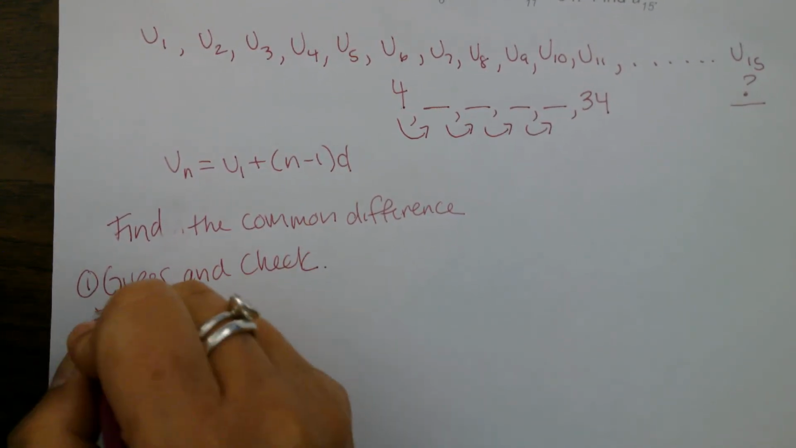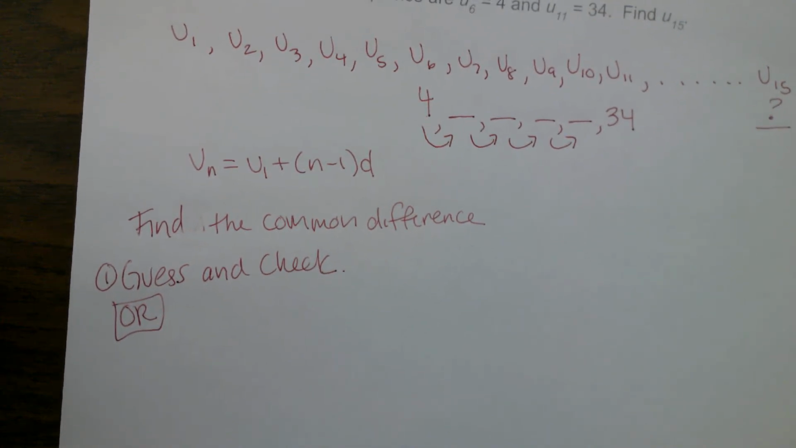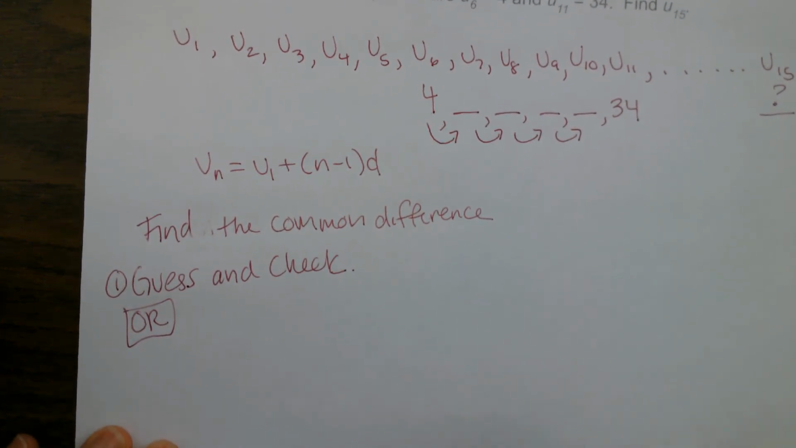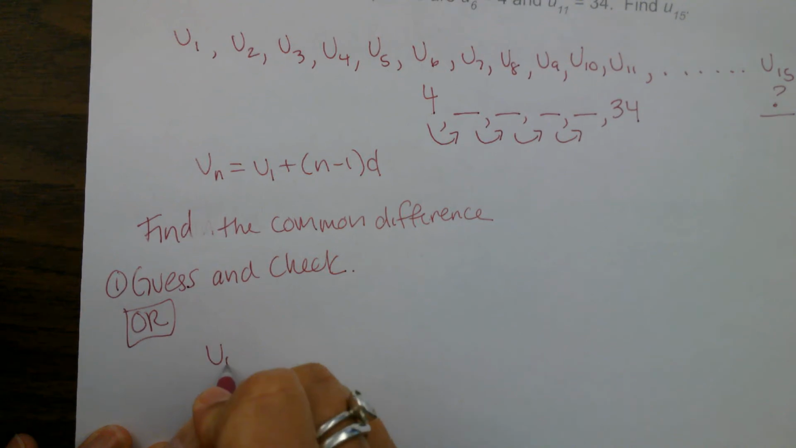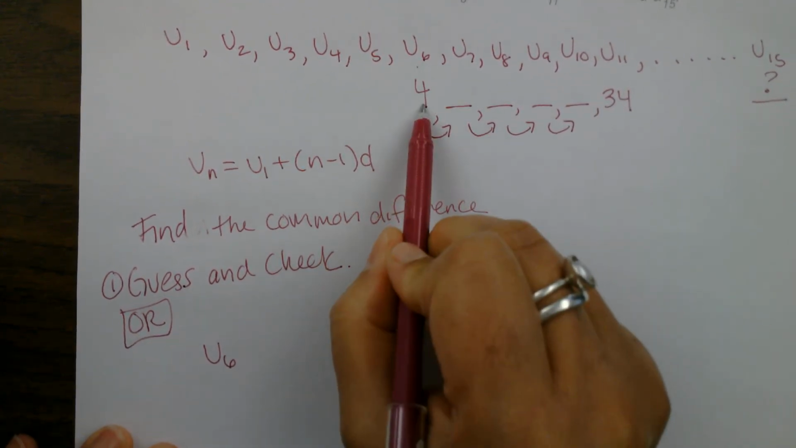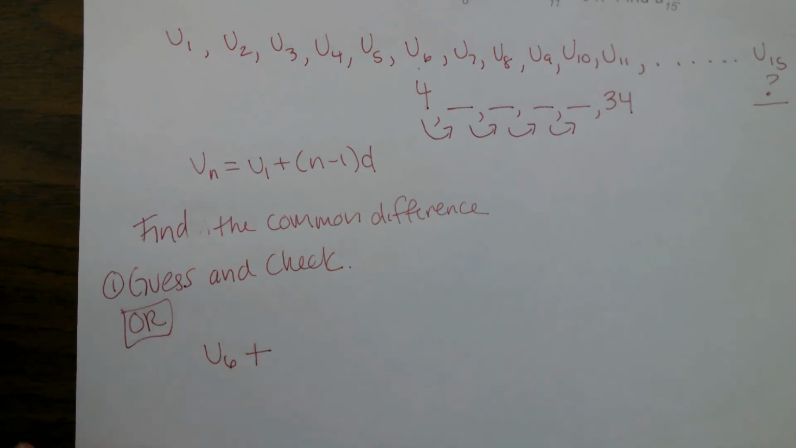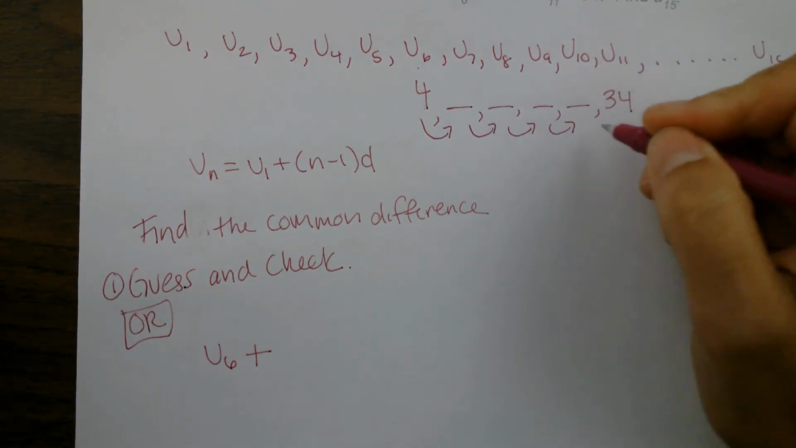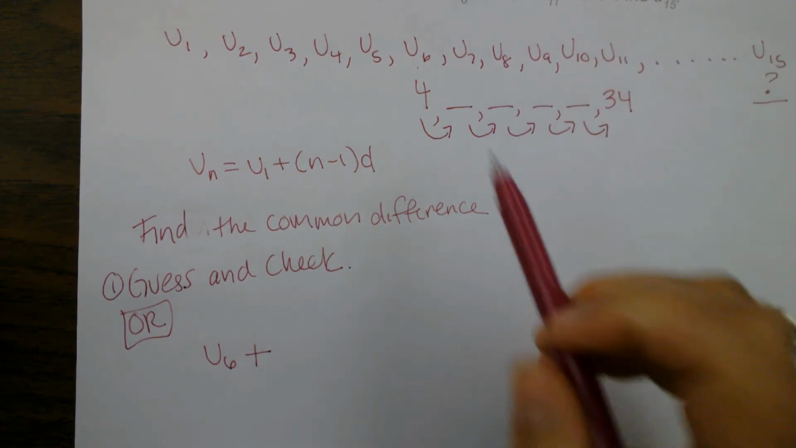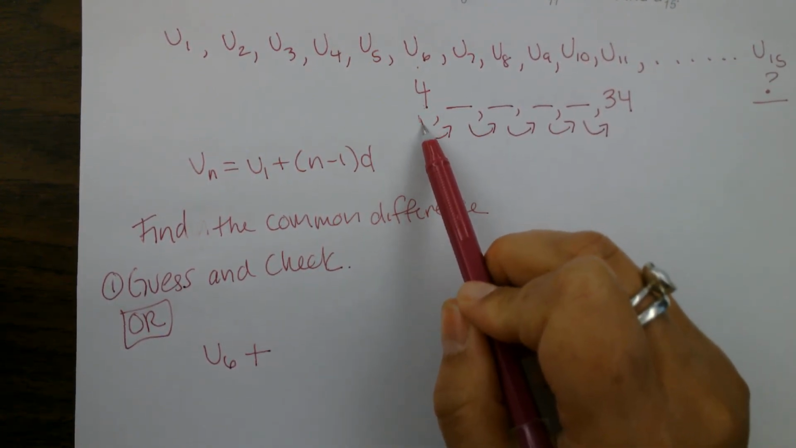Yes. Here's the thing, so stick with me. We have u sub 6. U sub 6 is 4. We have u sub 6, plus, how many times do we have to do our common difference? So how many times are we going to have to add the same number?